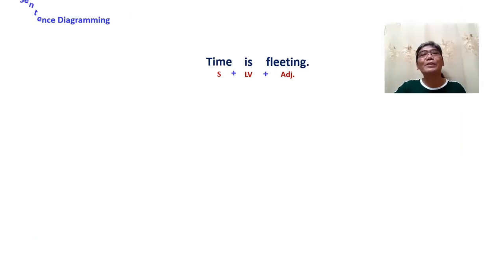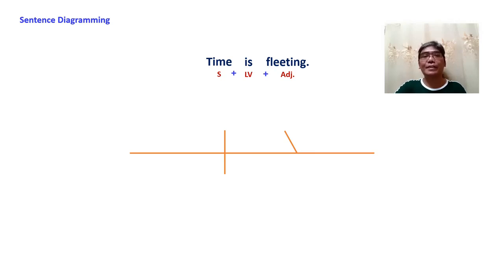Let us now diagram the sentence, time is fleeting. This is the horizontal line for the base sentence. This is the vertical line to separate the complete subject from the complete predicate. And this is the slanting line to separate the linking verb from the predicate adjective. This is the section for the simple subject. So we have to put the simple subject time on this section.